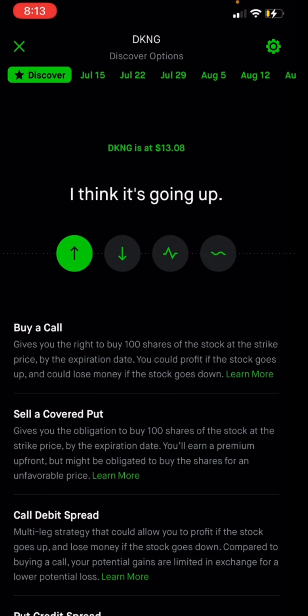One thing to know about the dates is the further out you go, the more expensive your options are going to be, just because you have a lot more time for your prediction to happen, right? So let's go with July 15th, which is Monday.